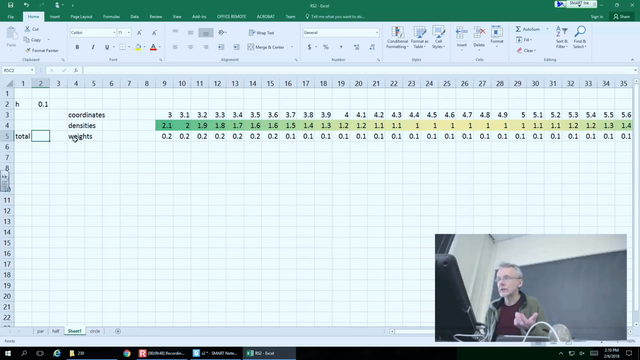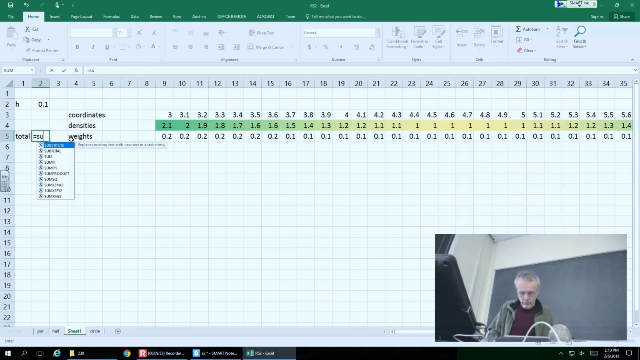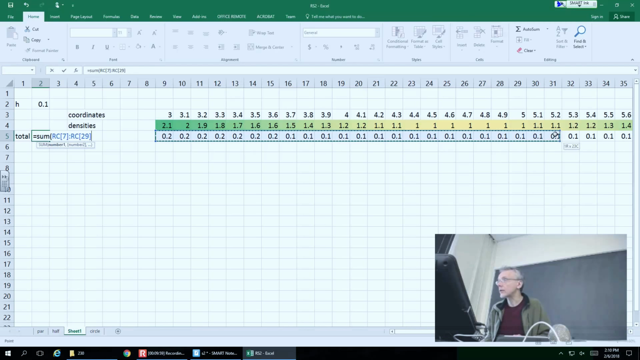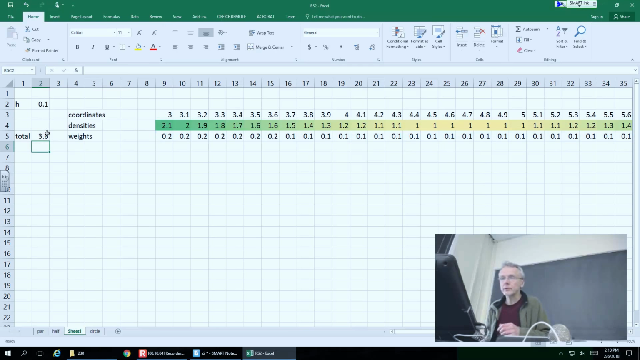I just want you to recognize what we're doing here. So this one is equal to the sum of those. I just highlight these, and that is my sum. So the total is 3.6. Let's verify that it makes sense. The length of my rod is 2.6, with the density varying between 2 and 1. So yeah, seems reasonable, right?